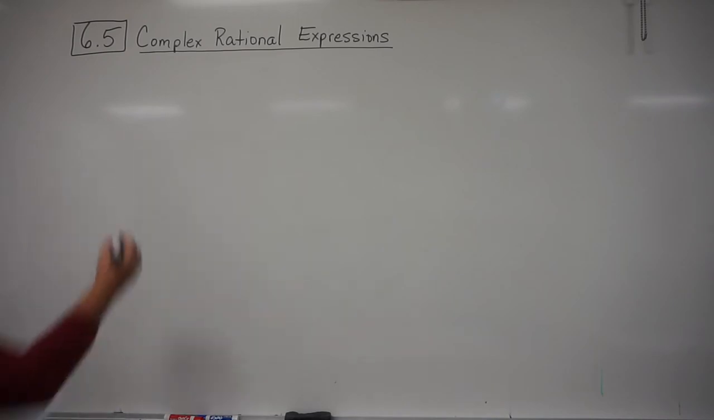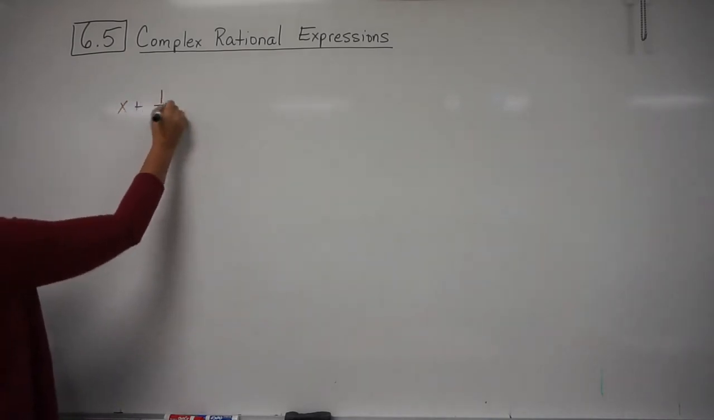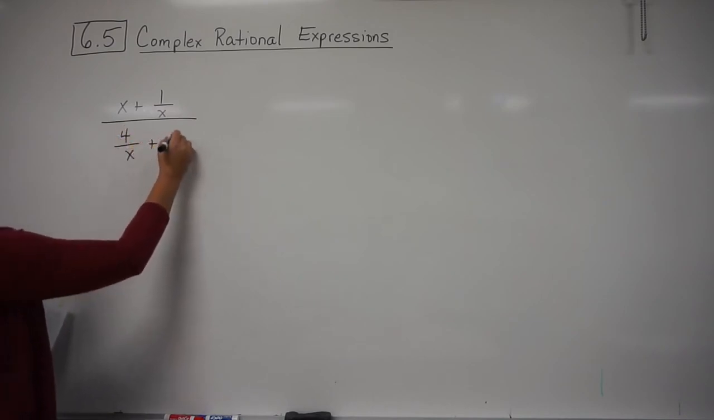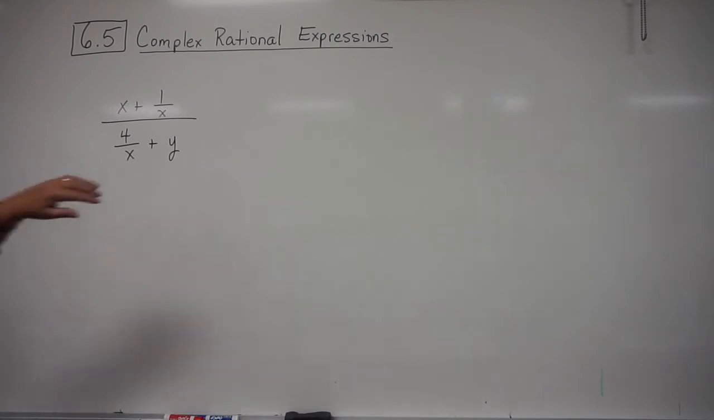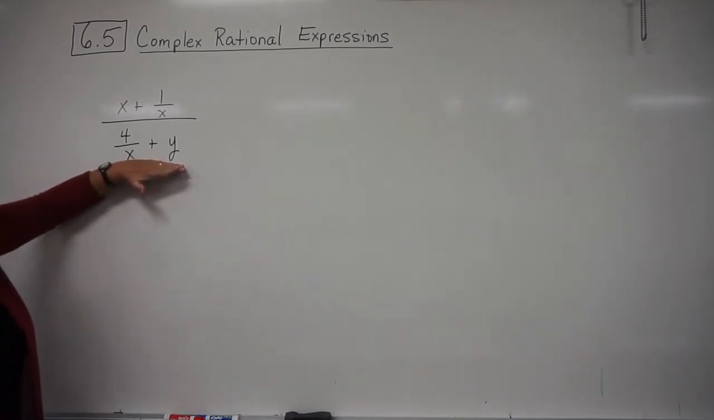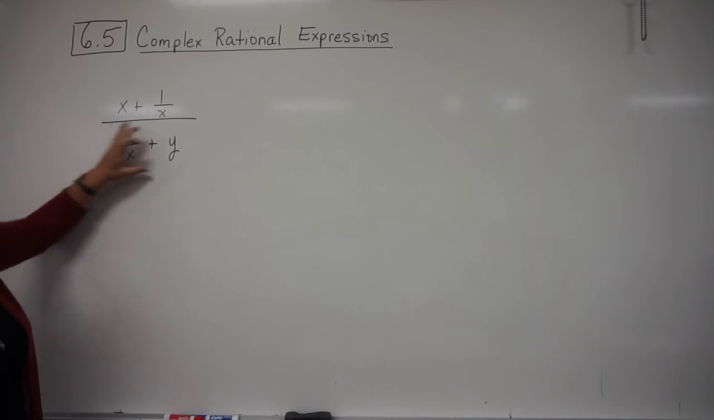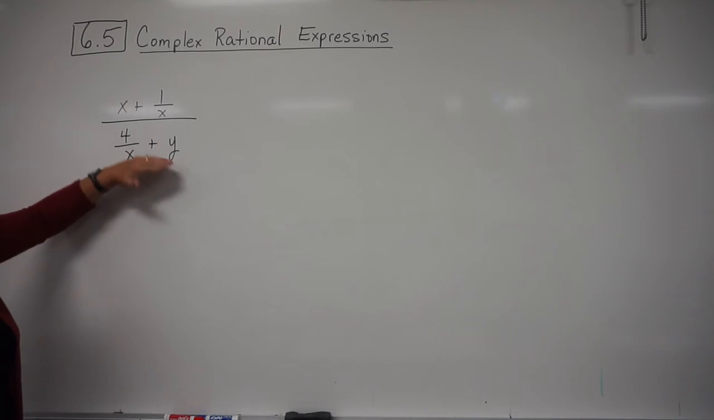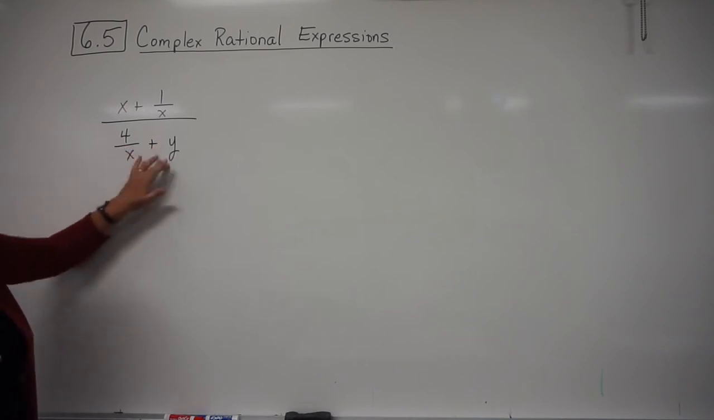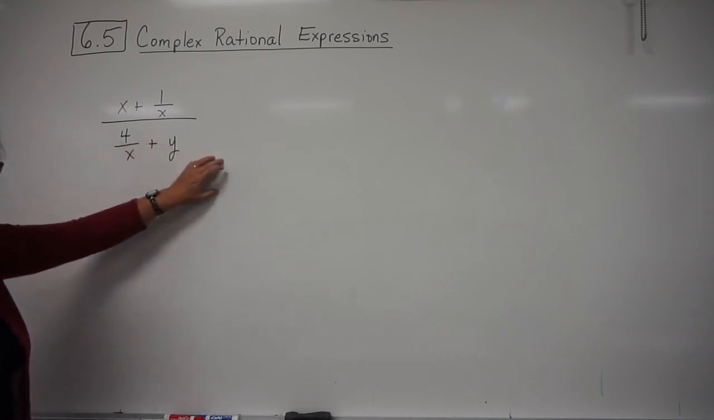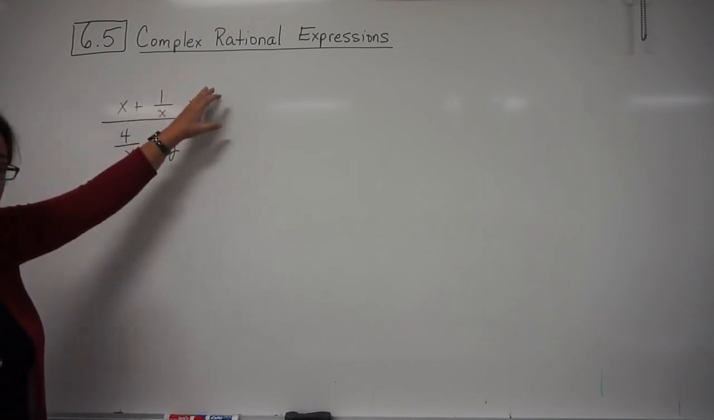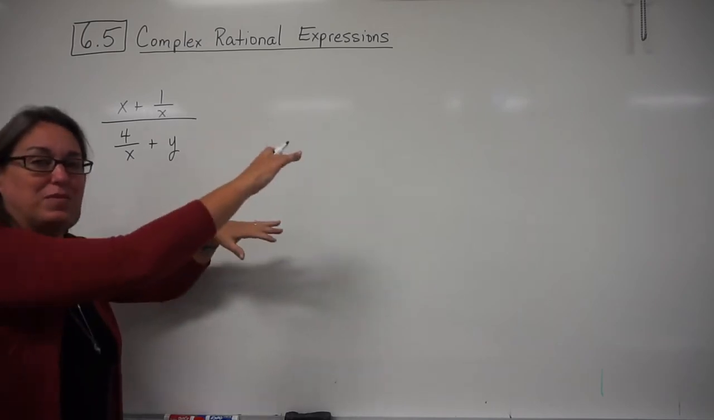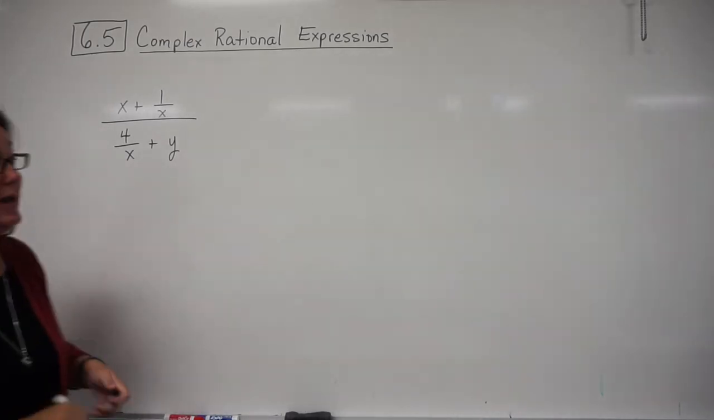The next example is x plus 1 over x, over 4 over x plus y. Notice in this case, I can't apply method 1 right away because I don't just have a single fraction on the bottom. If I wanted to use method 1, I'd have to put a 1 underneath the y, get a common denominator, add these up on the bottom, do something similar on the top, turn it into an individual fraction top and bottom, then turn it into division, then invert and multiply.